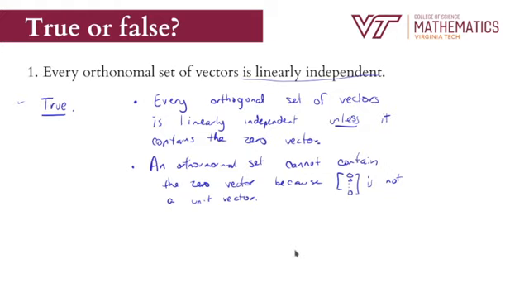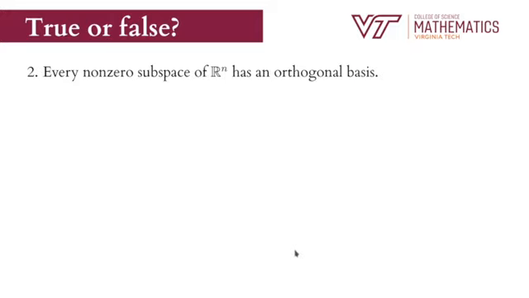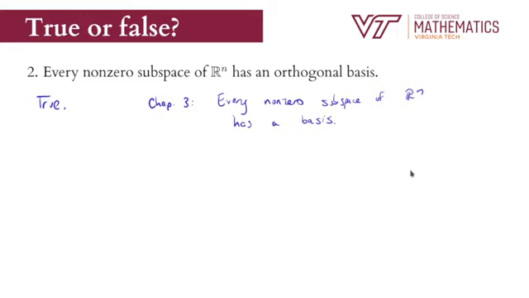Let's move on. Let's try this one. Is it true or false? Every non-zero subspace of Rn has an orthogonal basis. This is also true. In chapter 3, we learned that every non-zero subspace of Rn has a basis. It doesn't say anything about it being orthogonal, it just says every non-zero subspace has a basis.